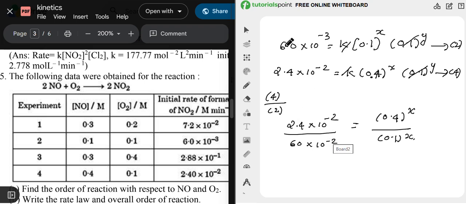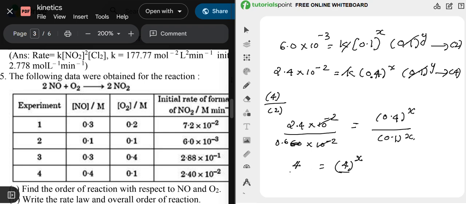Now, here, sorry, here 0.6 into 10 raised to minus 2. When I am changing into 10 raised to minus 2's power, the 10 raised to minus 2 cancels. 24 by 6 is 4, right? Only one digit is coming after the decimal, so we can take it as 24 by 6. Is equal to 0.4 by 0.1, which is 4 raised to X.